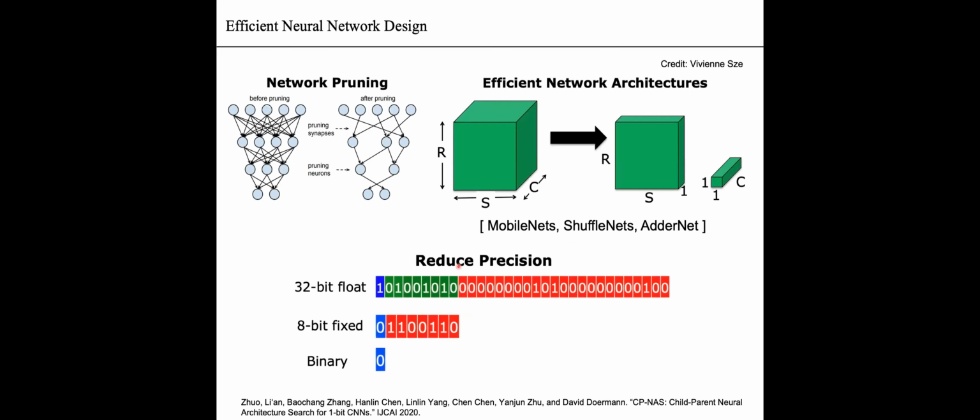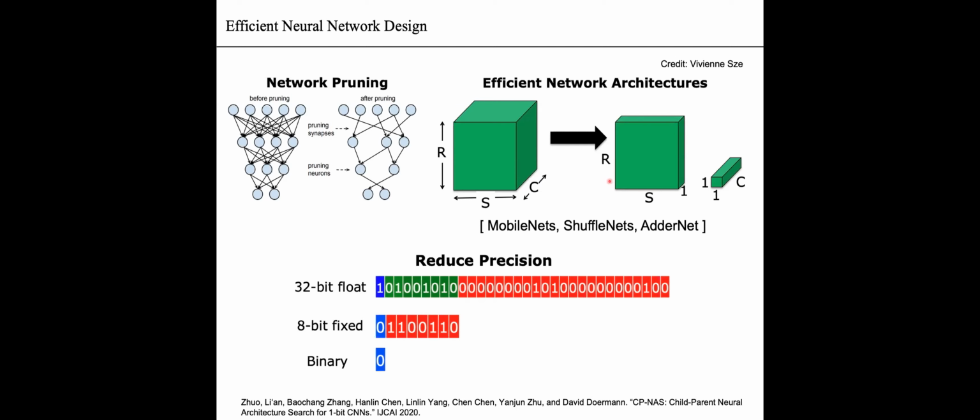Towards efficient neural network design, there are a couple of very popular directions. The first one is network pruning. For a network, maybe we can remove or prune some of the neurons. Maybe some of the neurons are redundant. They function the same way. So we can remove some of the neurons to reduce the compute, but at the same time we may be able to maintain the same accuracy. That's the network pruning methodology.